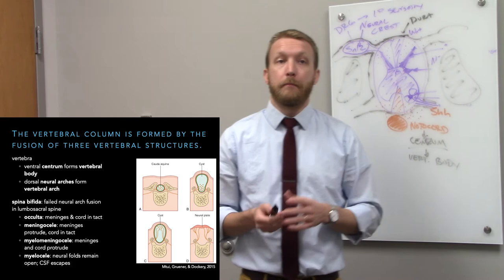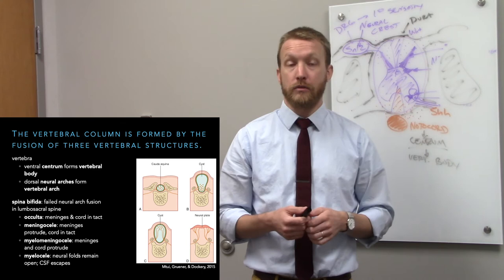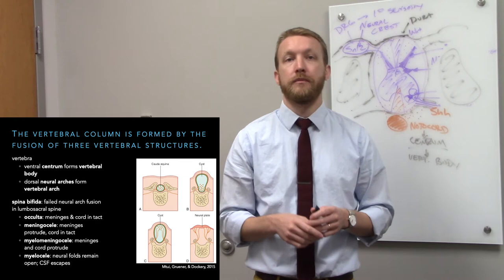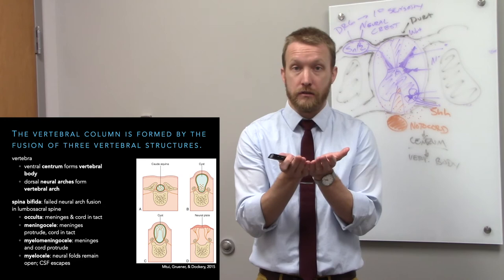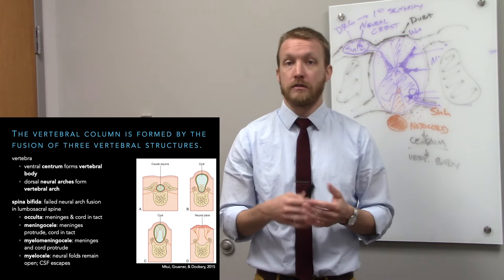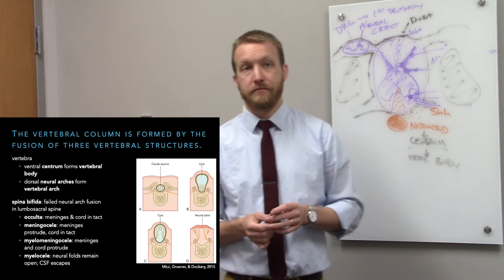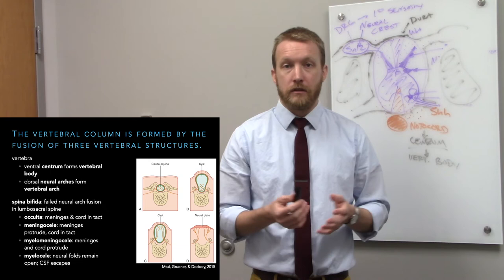Myelomeningocele is where both meninges and spinal cord protrude, so we have herniation of both meningeal and nervous tissue. The worst would be myelocele. This is where we have a failure of primary neurulation, so those neural folds don't actually fuse. We don't go from a sheet to a tube. We stay as a sheet. And that exposes nervous tissue to air, causes the leakage of CSF, so this is a life-threatening condition. Must be repaired. Best case scenario with myelocele is that you have lifelong neurological deficits. Worst case is, of course, death.